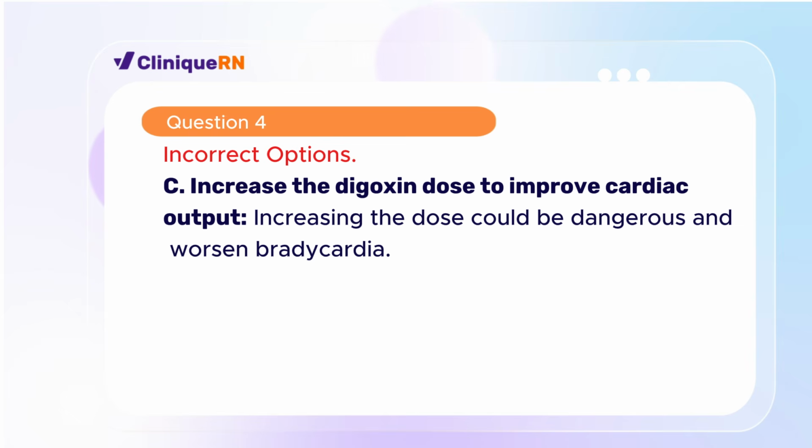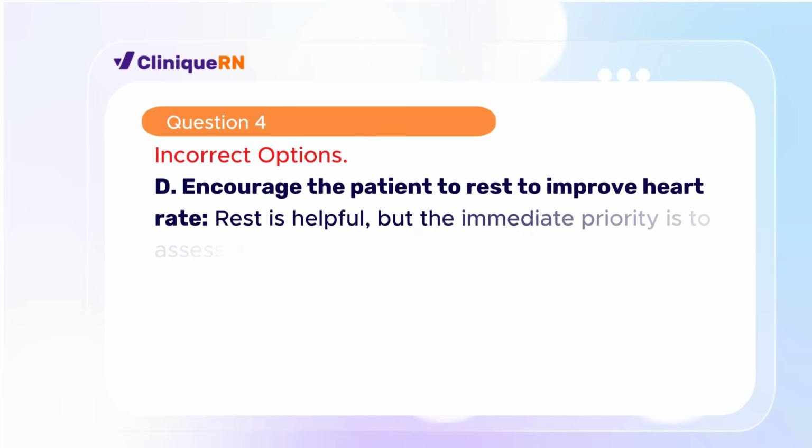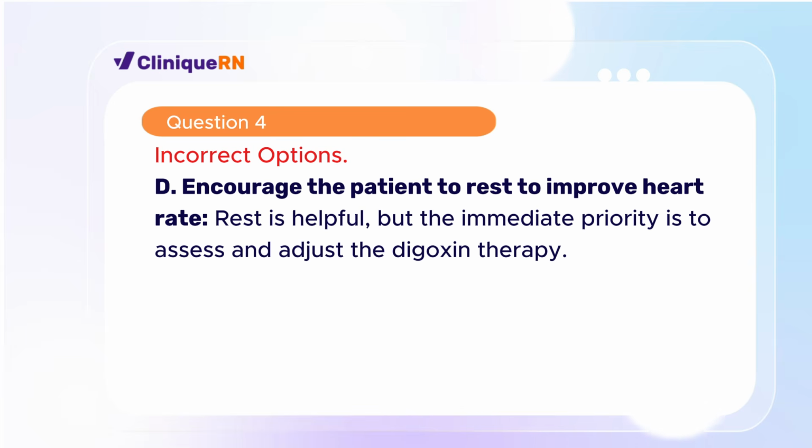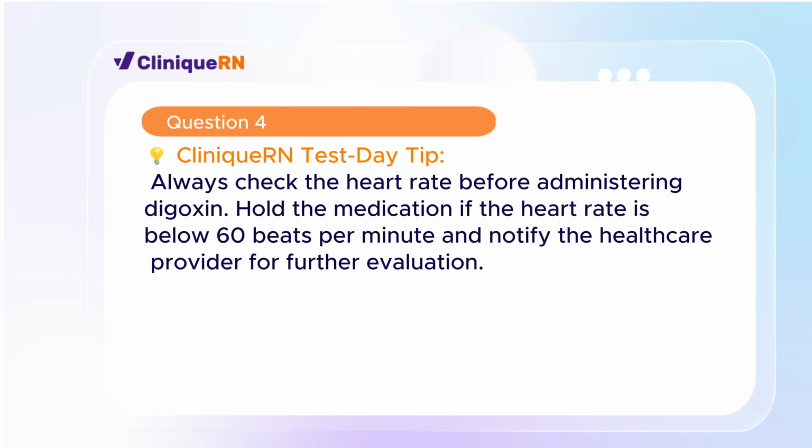Increase the digoxin dose to improve cardiac output. Increasing the dose could be dangerous and worsen bradycardia. D. Encourage the patient to rest to improve heart rate. Rest is helpful, but the immediate priority is to assess and adjust the digoxin therapy.